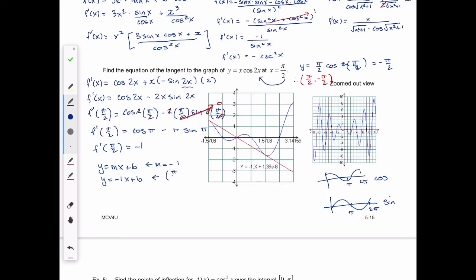So I'm going to plug in pi over 2 and negative pi over 2. So we have negative pi over 2 is equal to negative pi over 2 plus b. When I bring the negative pi over 2 to the left, we're going to have b equal to 0. So therefore, we can say that our equation is y is equal to negative x.